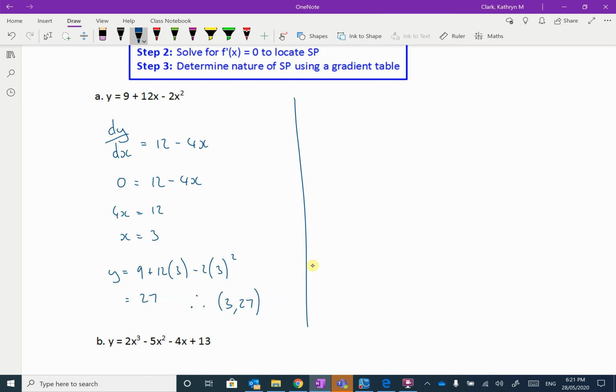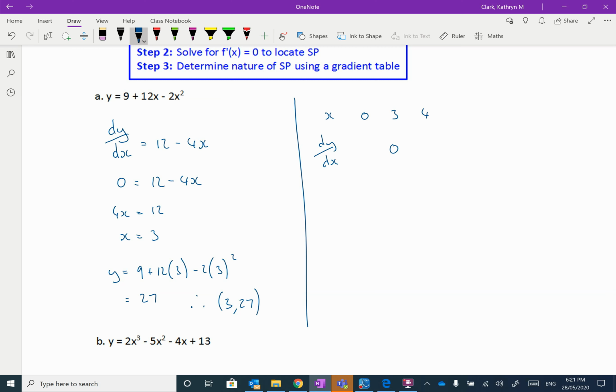So the gradient table tells us what the gradient is doing either side of our x-coordinate. So for this, you want to select points either side of your x-coordinate and check what the gradient is doing either side of that point. So you can pick any point smaller and any point greater than our x-coordinate. So 0 is a pretty easy number to use, and then we'll just use 4 as well. Now we know the gradient when x is 3 is 0.